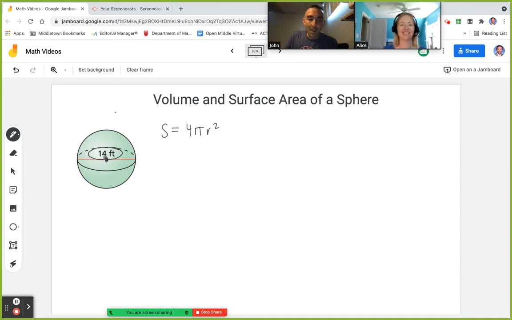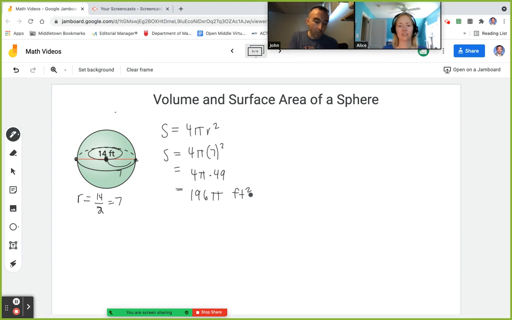Notice that this line segment hits both ends of the sphere, but it also goes right through the center. So r would be half that distance. The radius is just the distance from the center out to the endpoint. So that would be 7. So our surface area would be 4 pi times 7 squared. And then we know that 7 squared is 49. So we're just multiplying 4 pi by 49. An exact answer would be 196 pi square feet, since we're dealing with area.